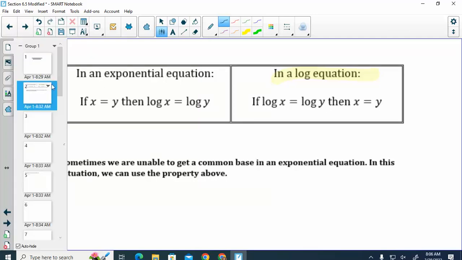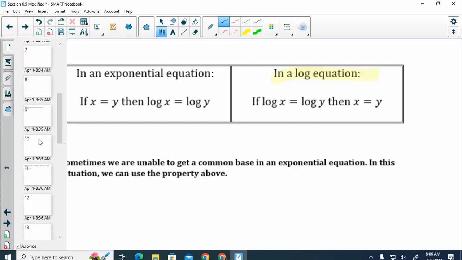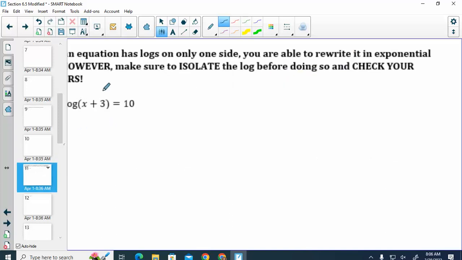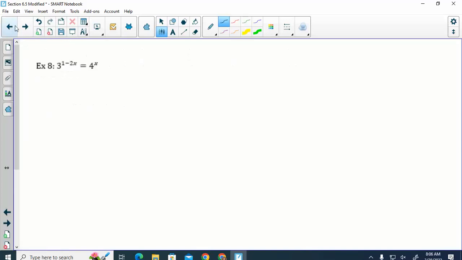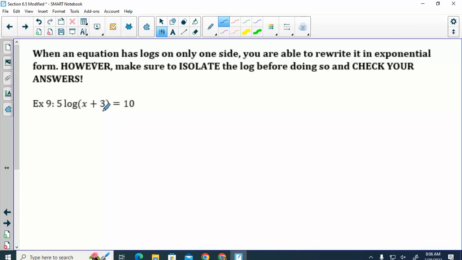The other option is if we only have a log on one side, then we can change it into exponential form. I believe this is where we left off yesterday. I broke these up on your notes handout to give you the different strategies. When we have logs on one side only, we can change it into exponential form. However, in order to do that, you have to isolate your log first. We can only have one log on the side.